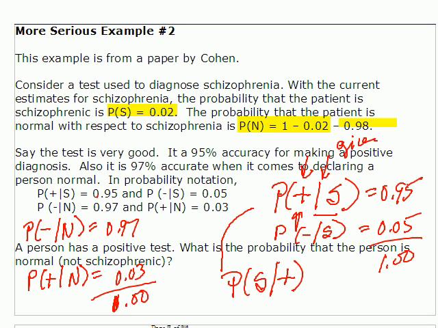Okay. Well, actually, we want to ask a different question. What's the probability the person is normal given that the test came back positive? You could ask the other question too. It's still going to be an issue. We're still going to need Bayes' rule. So the statement of the problem I'm going to show on the next slide.